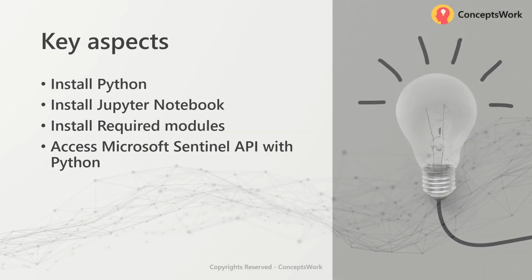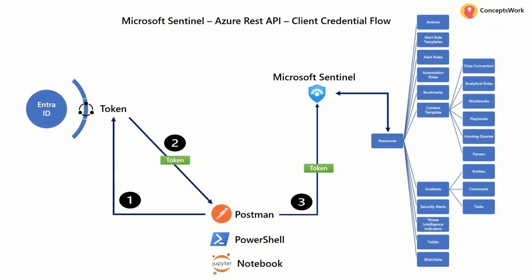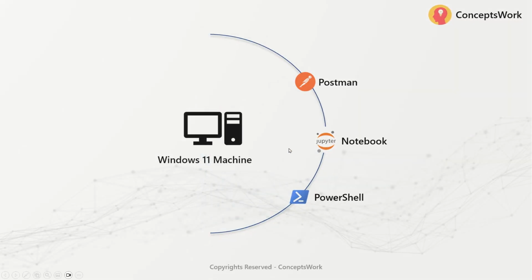Now, with this being said, for Jupyter Notebook as well, we will be using the client credential flow. This is what I explained in my last video. And I'm going to use the same machine which I used in my last video. There is a dedicated Windows 11 machine which I've shown you, on which I have Postman, and I've also shown you PowerShell. Now I'm going to get started with Jupyter Notebook.